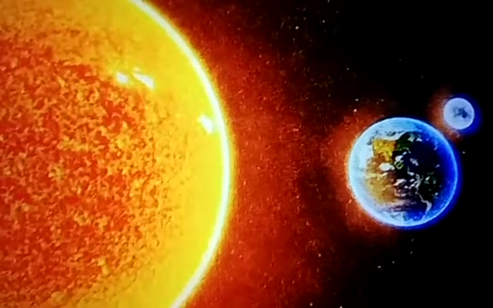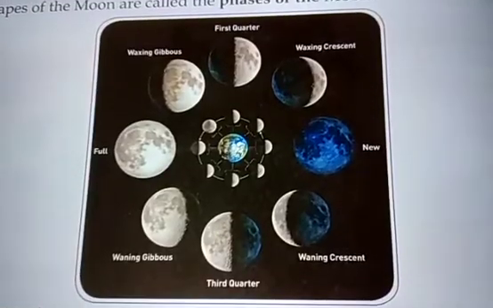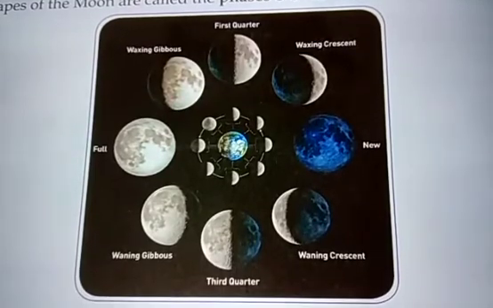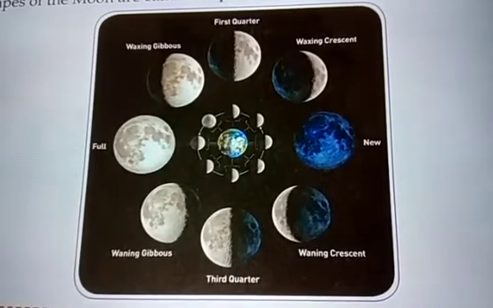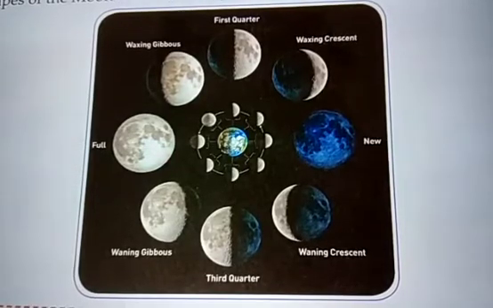Okay? Due to this, the moon seems to change its shape every night. The different shapes of the moon are called the phases of the moon.